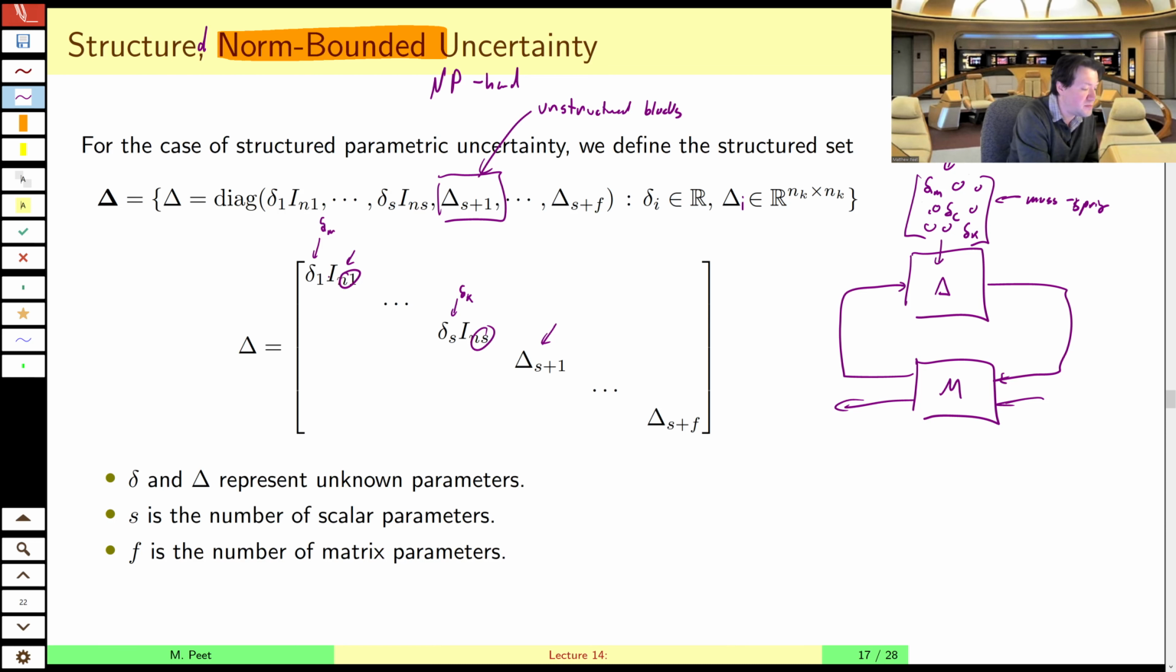So we've got some scalars here on the diagonal. Mostly they'll just be scalars. And here we've got some unstructured blocks, which we also include in a diagonal manner. All right, so this is the most diagonal uncertainty. Of course, you might have another delta over here, the same delta, S plus 1 or something like that.